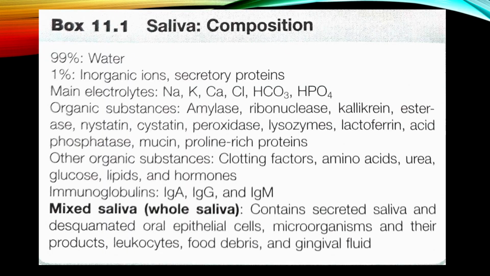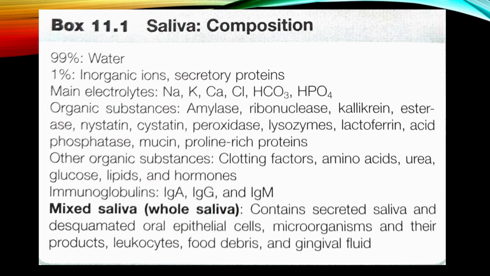First of all, the saliva composition. Saliva mainly consists of water, about 99% water, and the rest, 1%, is organic and inorganic substances. The inorganic ions, which are secretory proteins, are mainly electrolytes like sodium, potassium, calcium, chlorine, etc. Then come the organic substances: amylase, ribonuclease, kallikrein, esterase, cystatin, and other proteins. The other organic substances are clotting factors, amino acids, urea, glucose, lipids, and hormones.